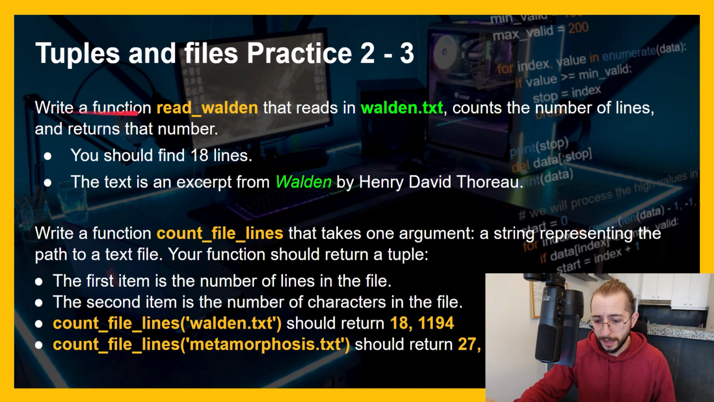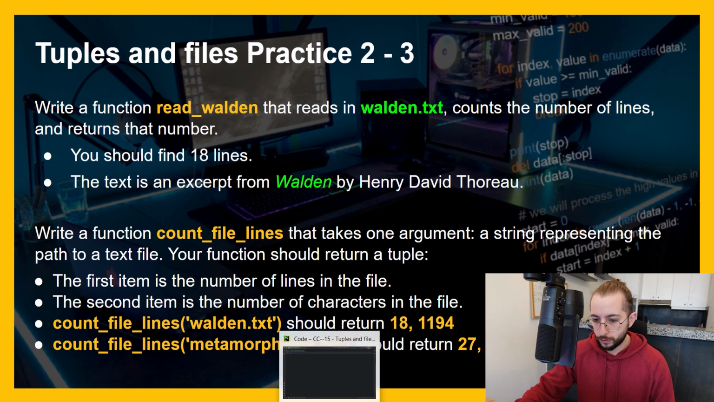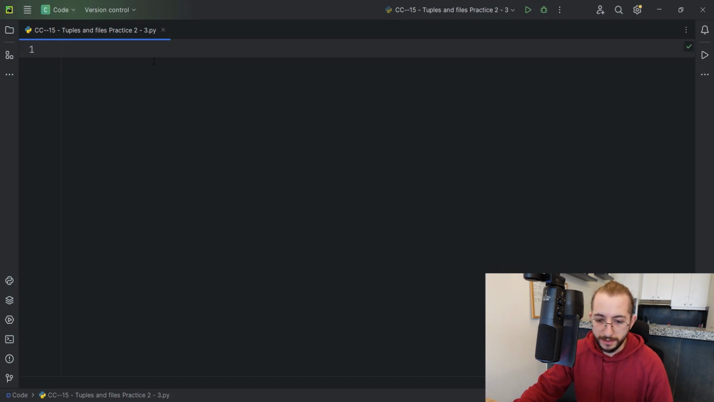All right, so let's go ahead and look at what we have. So first exercise is going to be to write a function readWalden that reads in the walden.txt, which again I told you I will provide you in the description, counts the number of lines and returns that number. So we should have 18 lines, and the text is an excerpt from Walden by Henry David Thoreau. I don't know. So let's go ahead and do just that.